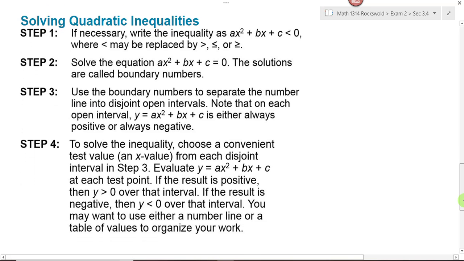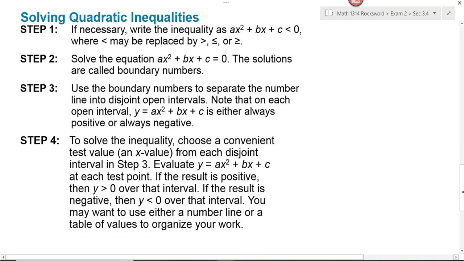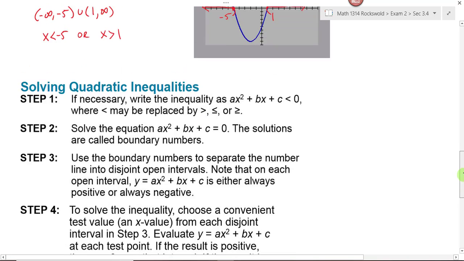Now, another way that we can solve quadratic inequalities is not by graphing, but actually using our brains and pencil and paper, solving inequalities symbolically. Step 1 is the same. You still want to have your quadratic expression on one side with a 0 on the other side. Then you want to solve your quadratic equation to get your boundary numbers. We call these critical values.